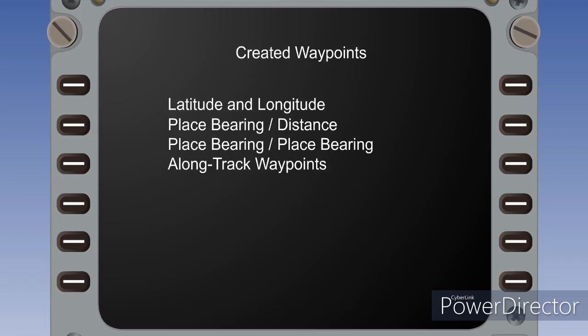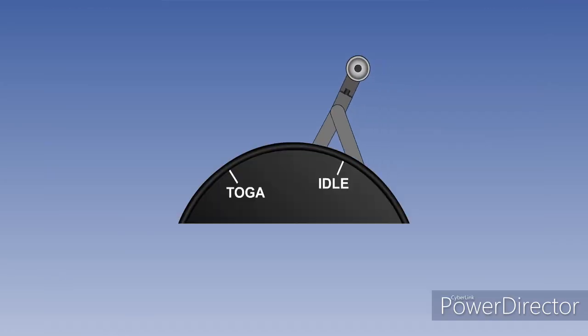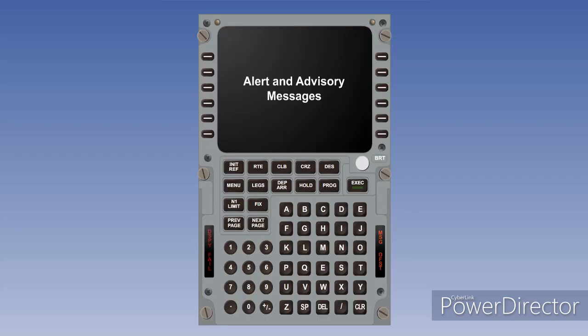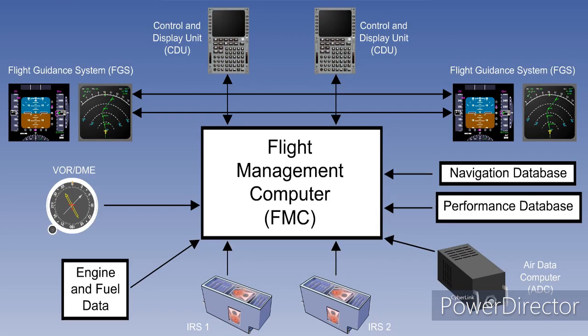New waypoints can be created by the pilots using one of the 4 acceptable entry methods. These cannot be entered into the permanent memory. The IRS position is not updated after initial entry. However, the FMS position is first updated on takeoff. Finally, we looked at some typical alert and advisory messages. This concludes the 2 lessons on the FMS.